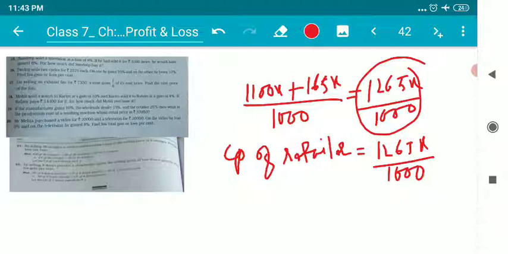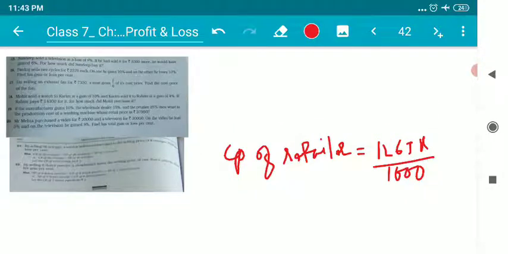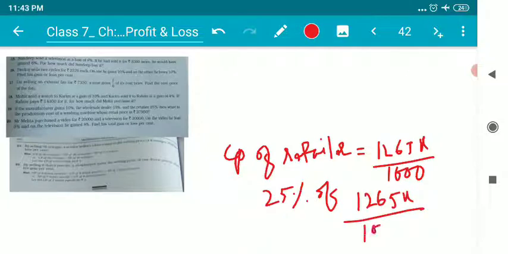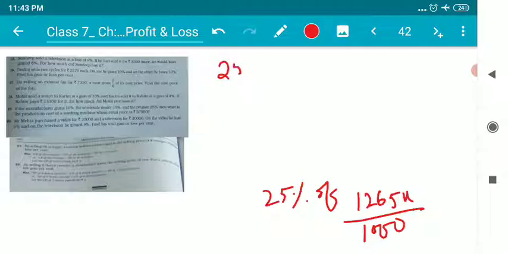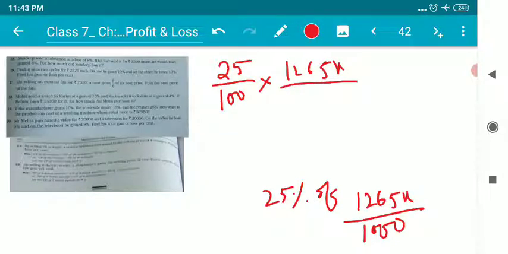Now the retailer is also making a profit of 25%. So let us find out 25% of 1265x by 1000. Let us calculate this one. I'm using this space: 25 by 100 into 1265x by 1000. Okay, it's better to reduce.